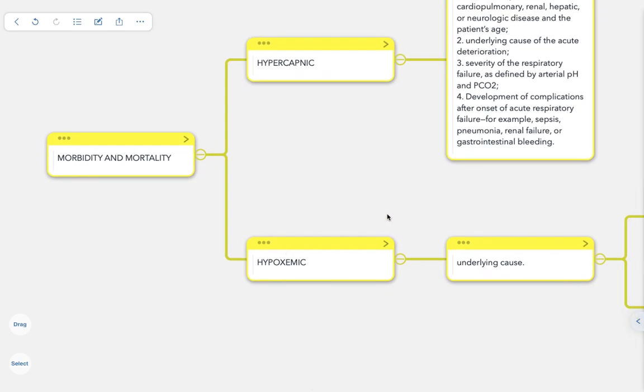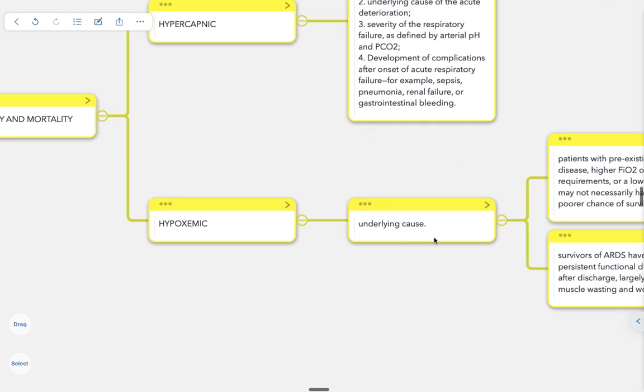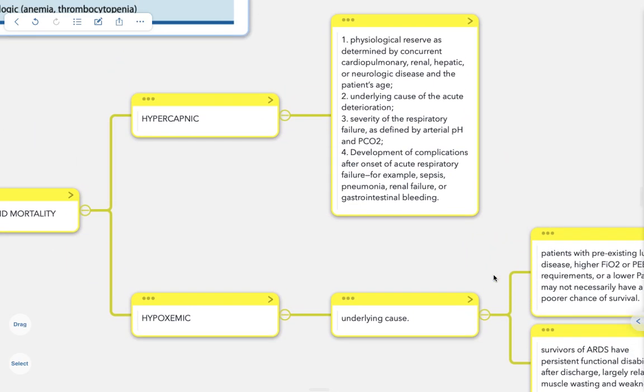In case of acute hypoxemic respiratory failure, the morbidity and mortality entirely depends on the underlying cause. If there is a pre-existing problem that the patient has, then obviously this is a big problem. Apart from that, survivors of ARDS have persistent functional disabilities even after discharge, and there is excessive muscle wasting and weakness as well.